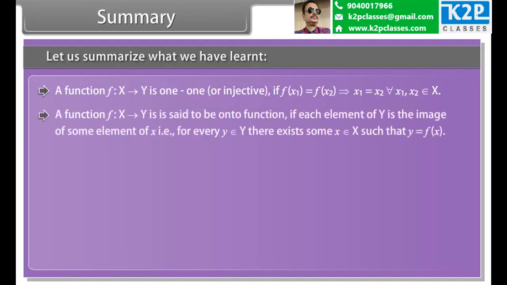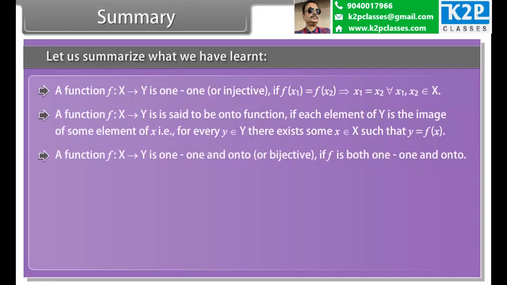A function f from X to Y is said to be onto function if each element of Y is the image of some element of X, that is, for every y belongs to Y, there exists some x belongs to X such that y = f(x). A function f from X to Y is 1-1 and onto or bijective if f is both 1-1 and onto.